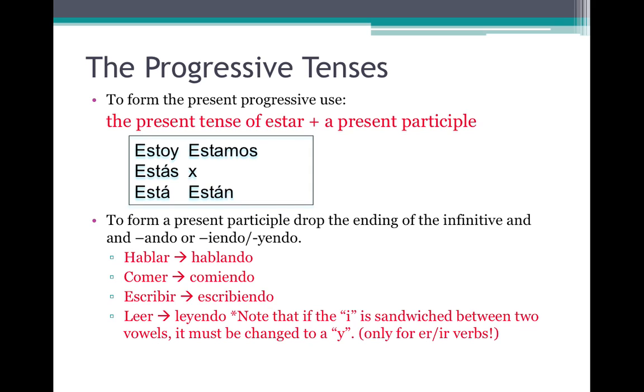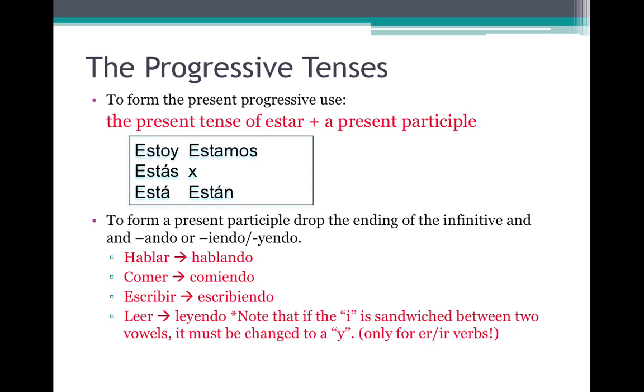Okay, so if you're going to say, I'm talking right now, I'm emphasizing, hey, I'm talking right now, you better listen, right? So you say, estoy hablando. You are talking, estás hablando. He is talking, está hablando. We are talking, estamos hablando. And they are talking, están hablando. You don't have to make the ando agree with anything.